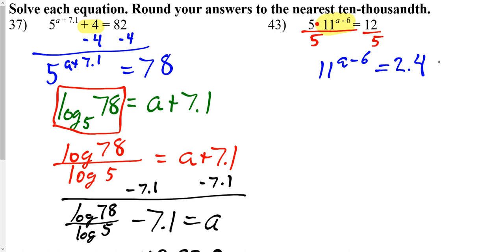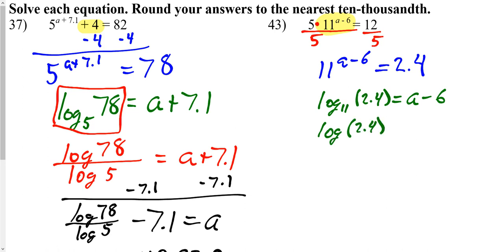Now we can use our definition of a logarithm. Go log of our base of 11 of that 2.4 is equal to our a minus 6. Use our change of base formula on the left side. Log of that 2.4 over log of 11 is equal to an a minus 6. Then to get a by itself, we'd have to go ahead and add 6 to both sides.